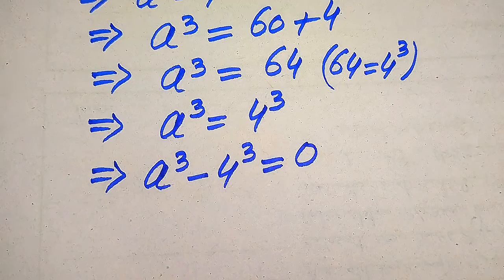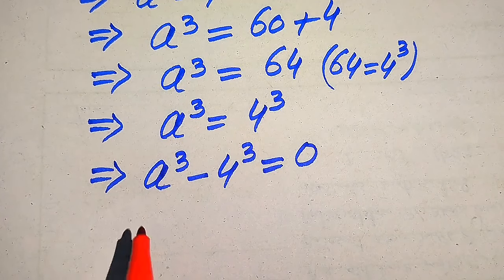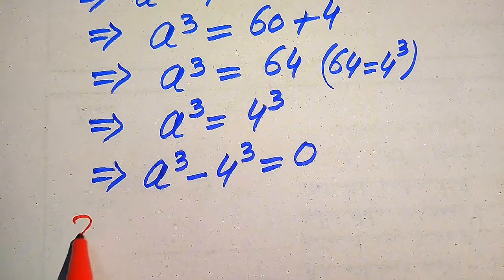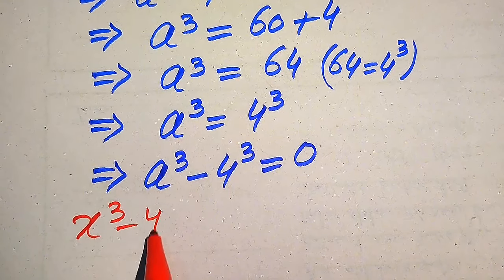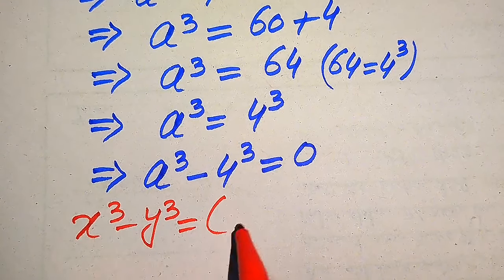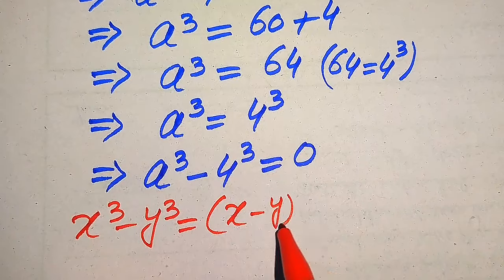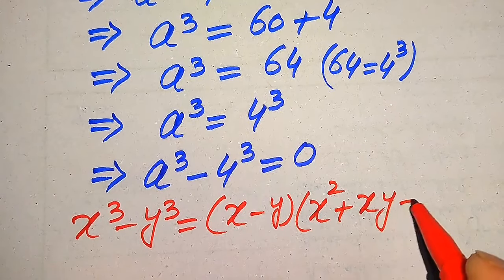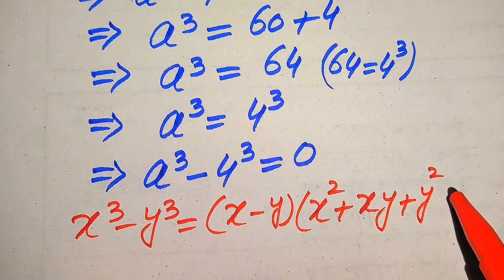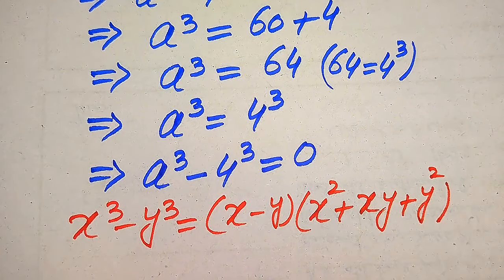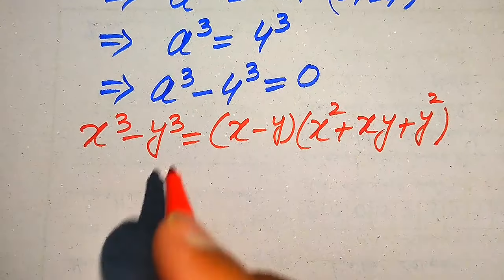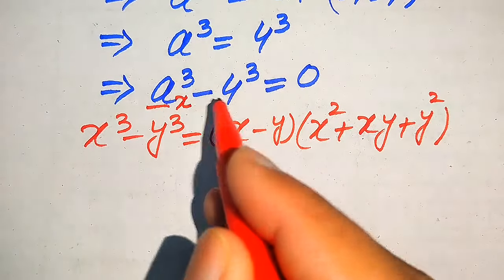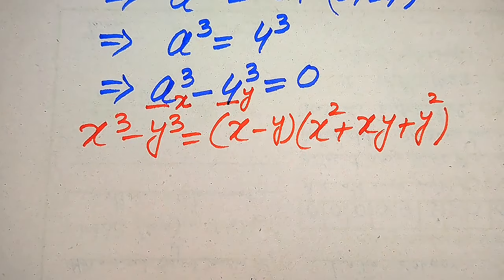And further in the next step we need to use the nice algebraic cubic formula, and you also know that if we have x cubed minus y cubed is equal to (x minus y) times (x squared plus xy plus y squared). So according to this cubic formula, you see the base of this term is our x and the base of this term is our y.